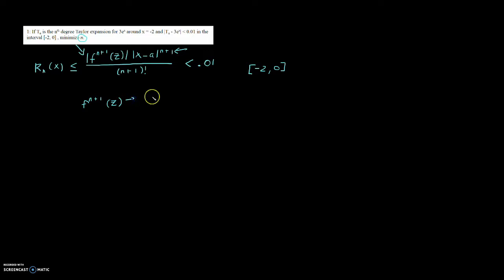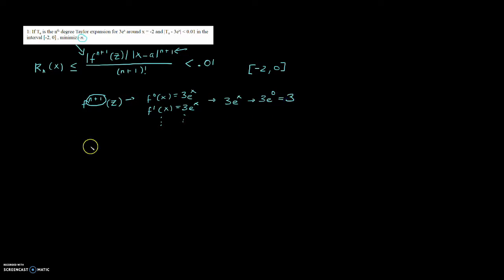So what is our f of x function? It is equal to 3e to the x. So let's differentiate that. If you differentiate that, it'll still be 3e to the power of x, and this will continue to infinity. So no matter what the f to the power of n plus 1 term is, you can safely assume that it will be 3e to the power of x. Now let's plug in a value from -2 to 0 that will maximize this. So that would be 0. So you can say the maximized value of the first term would be 3.